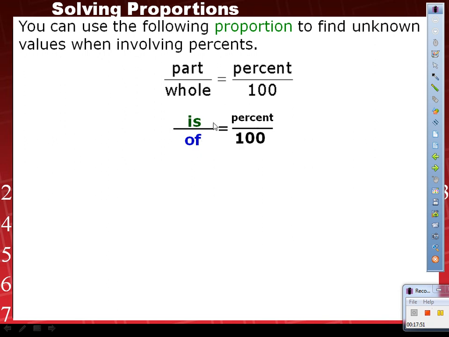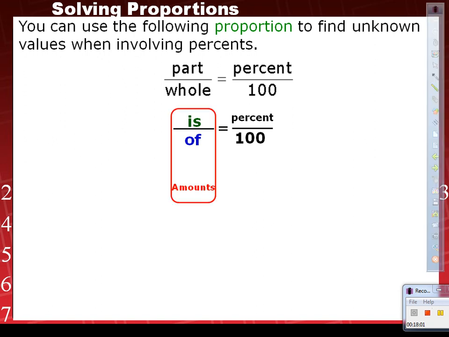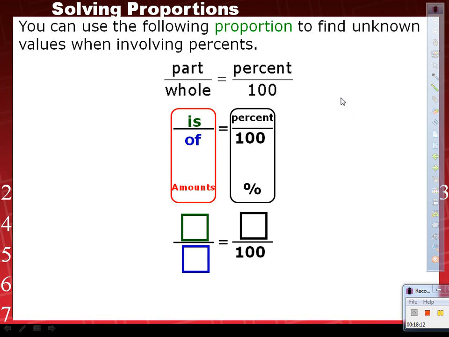This is just a shortcut as to how to set up percentage problems. Now check this out. If you notice, look up, the percentages are on the right side of your proportion. You see that? And on the left side, we just have amounts. So let's apply this to a word problem. Copy this one. Example 5: find 30% of 80.